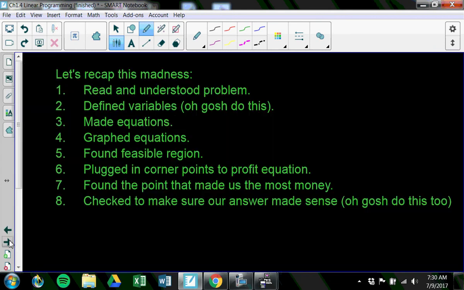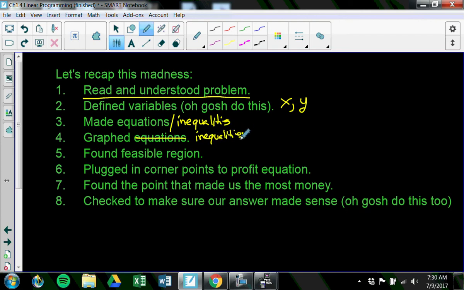Let's just recap what happened here. First, we read and understood the problem. We imagined ourselves as pot builders. We defined variables. This is our x and y. You have to do this. Oh my goodness, do this. Then we made equations, and they were actually equations and inequalities. We graphed the equations, although when we actually graphed were just the inequalities. That was making our feasible region.